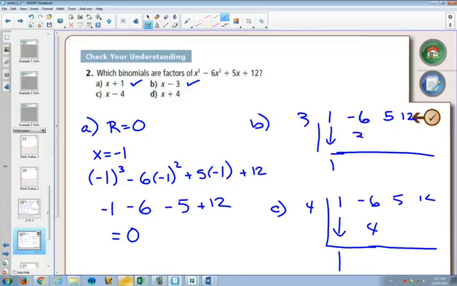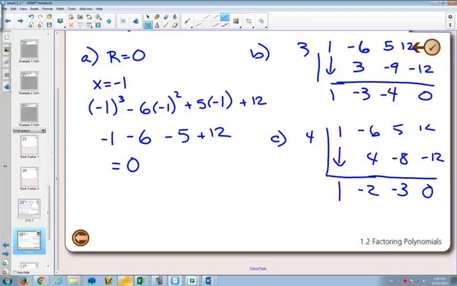So 3 times 1 is 3. This will be -3. This is -9. That makes -4. Makes -12. Wow. Totally lucky that it still worked out. Here we bring down the 1. 1 times 4 is that. This is -2, -8, -3, -12, 0. This one is also a factor.